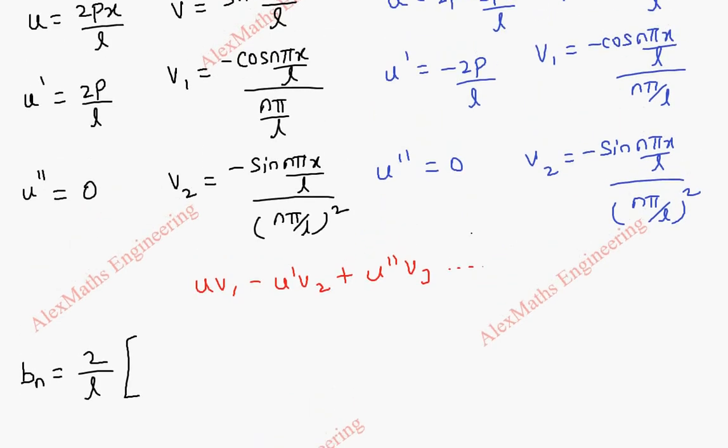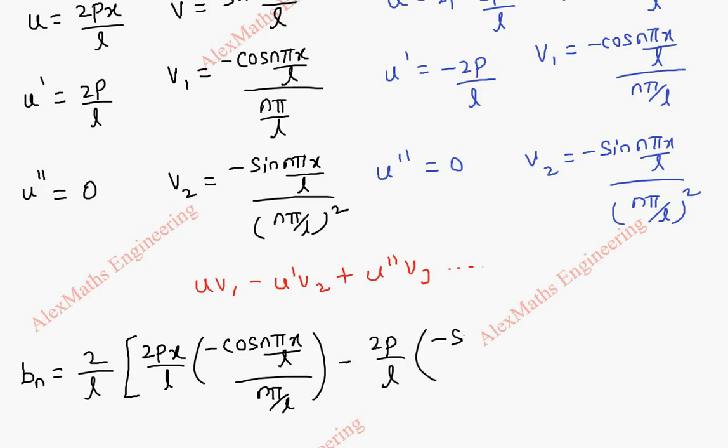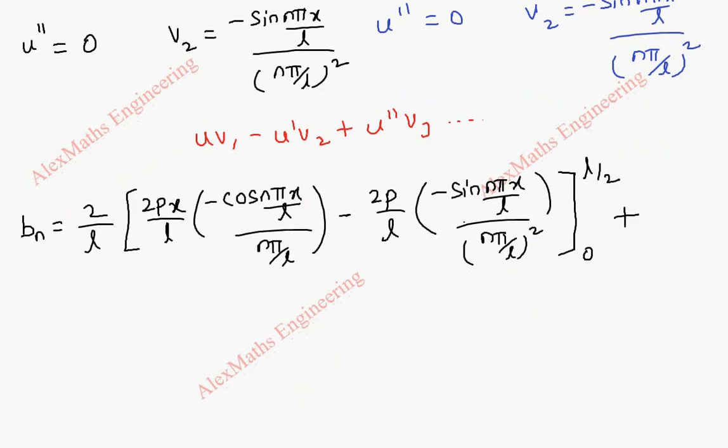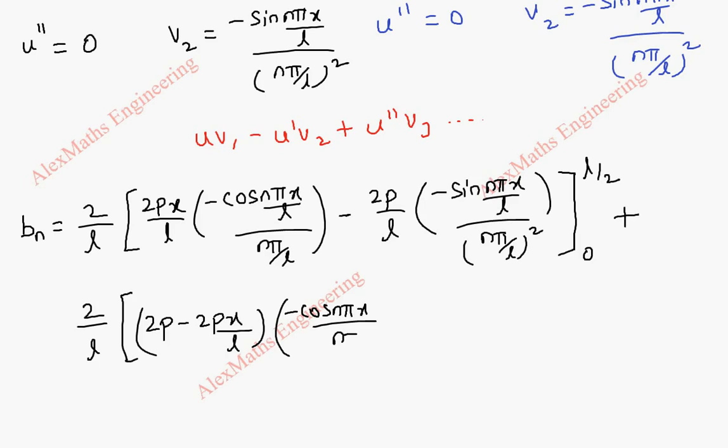U is 2p x by L. V1 is minus cos n pi x by L by n pi by L, minus u dash is 2p by L, and V2 is minus sin n pi x by L by n pi by L whole square, and for this the limit is 0 to L by 2, plus again we have 2 by L, and this time it is 2p minus 2p x by L into minus cos n pi x by L by n pi by L.